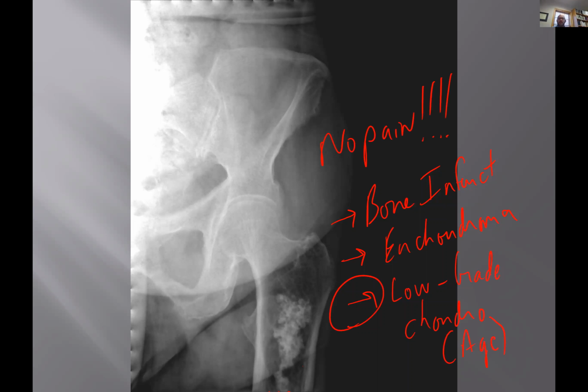So let's ask some questions. I want to see what you guys would do with this. How do you manage this? What are you going to do next from an imaging standpoint, if anything? What are some follow-up options here?